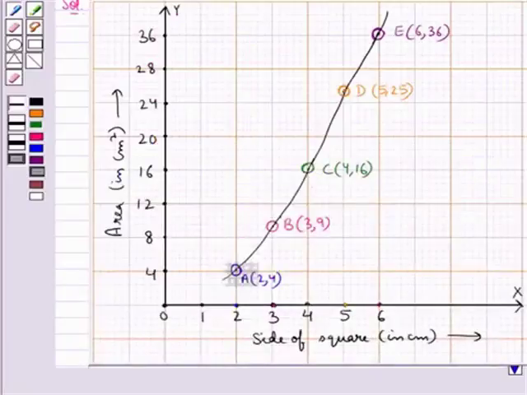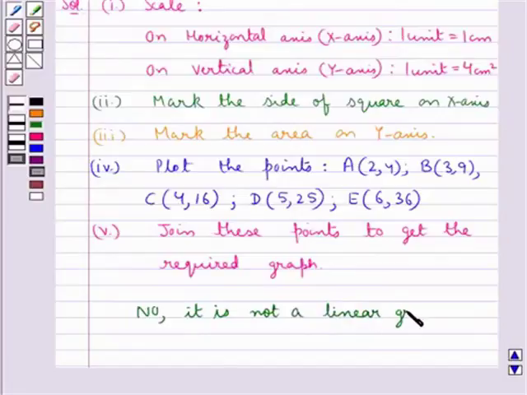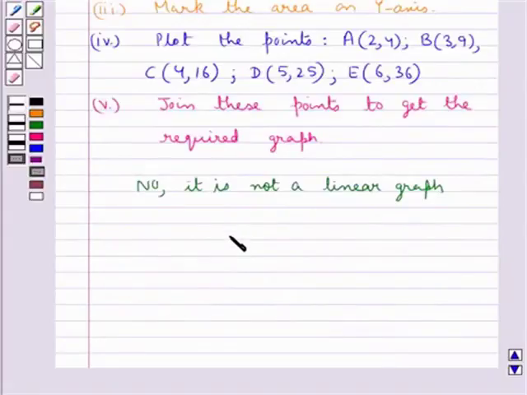As you can see, on joining these points we get the required graph, and this is not a straight line. So we say that no, it is not a linear graph. Thus, our final answer is no.